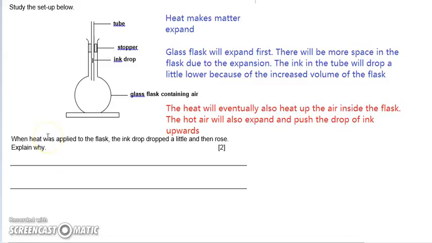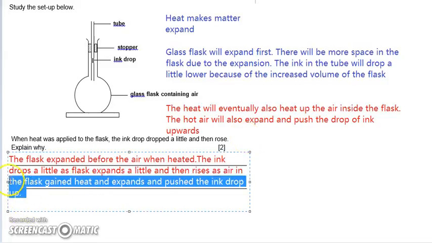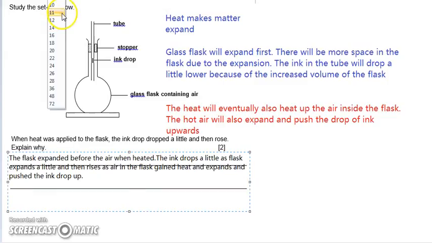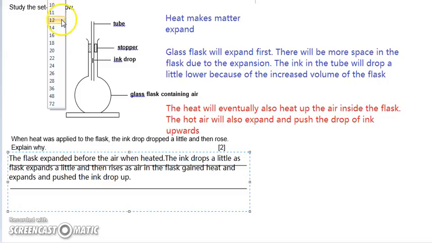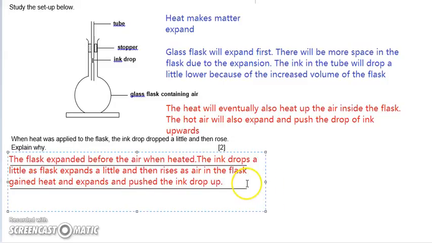So when heat was applied to the flask, the ink dropped a little and then rose. Explain why. I've explained this to you, but if you would like to summarize, it would be something like this. The flask expanded before the air was heated. The ink drops a little as the flask expands a little, and then rises as the air in the flask gains heat and expands and pushes the ink drop up. Okay, so this should be your answer.